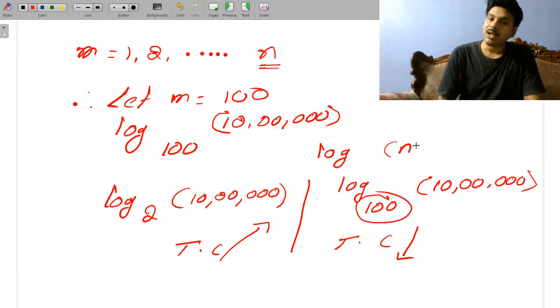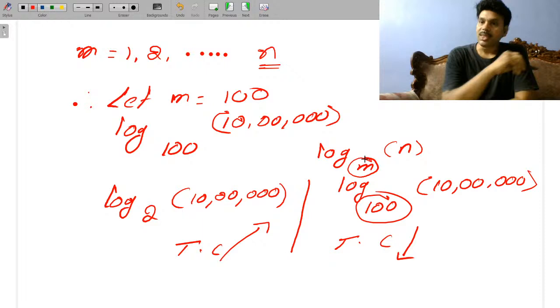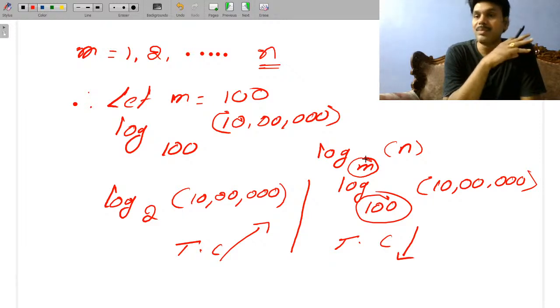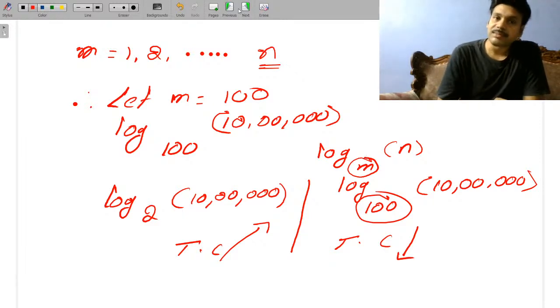What is that? Log number of records with base M, where M is nothing but the order of your tree, or you can also say the height of your tree, or the depth of your tree. That is the M. This M is not static. It can be increased, it can be decreased. Decreased means time complexity will increase. Increased means time complexity will decrease. Please understand.